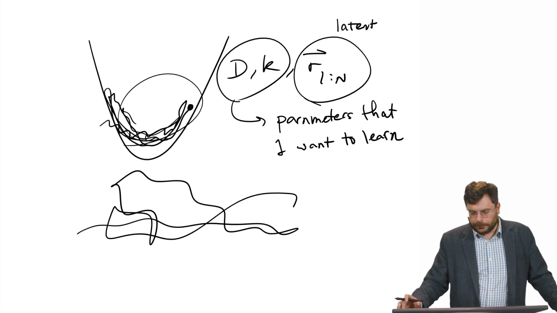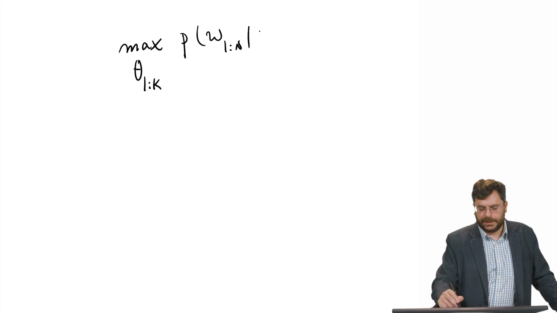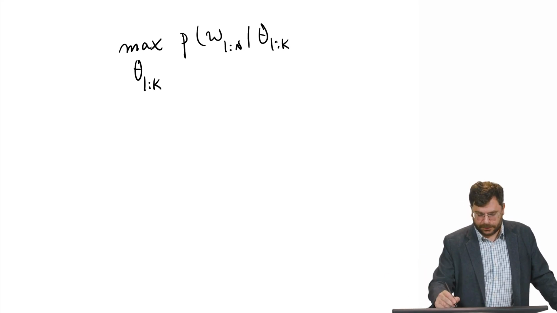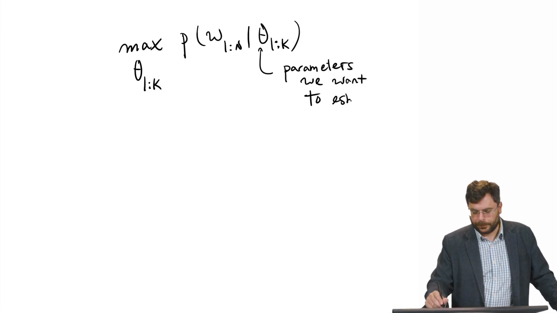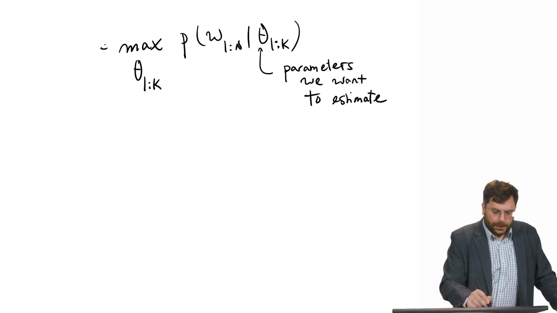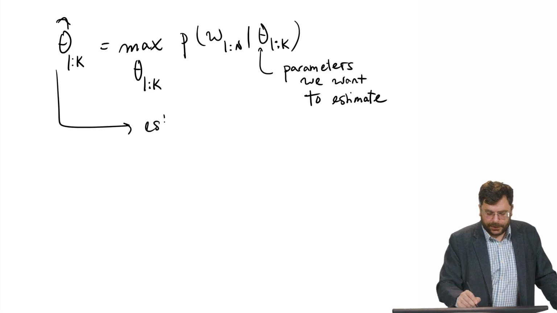So when we do maximum likelihood, and what do I mean by maximum likelihood? We maximize our likelihood, which is, again, the probability of the data, typically given the parameters that we want to estimate. So these are parameters we want to estimate. We obtain estimators of our parameters. These are called estimators.